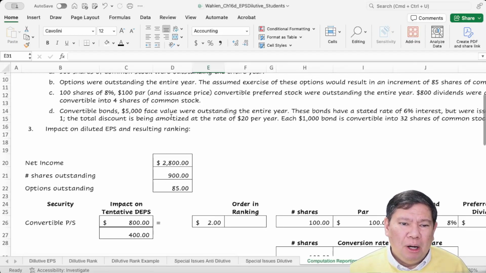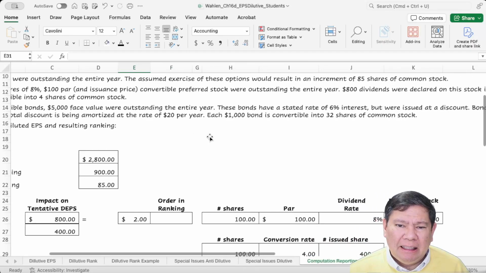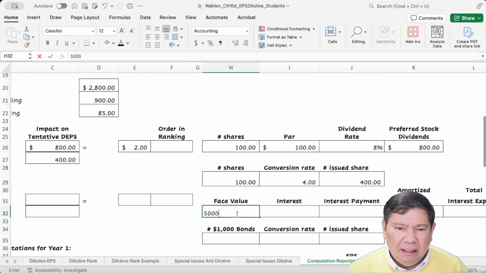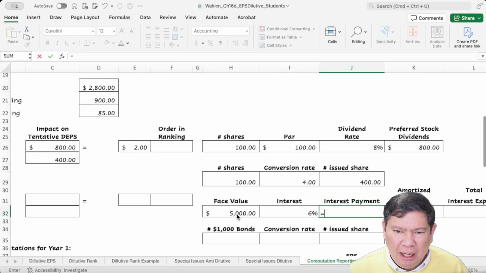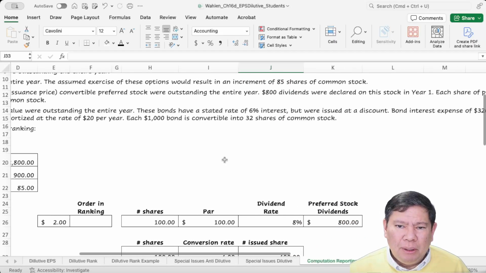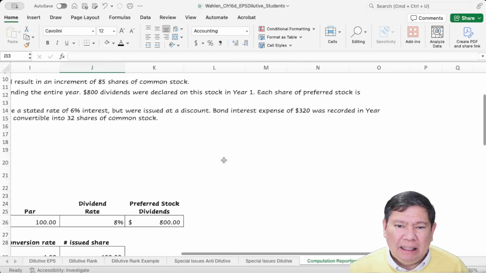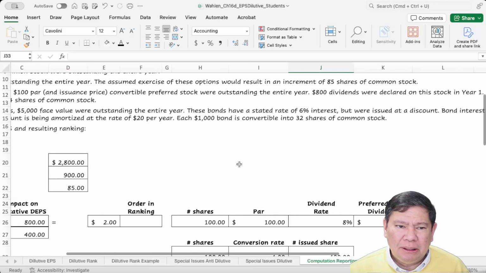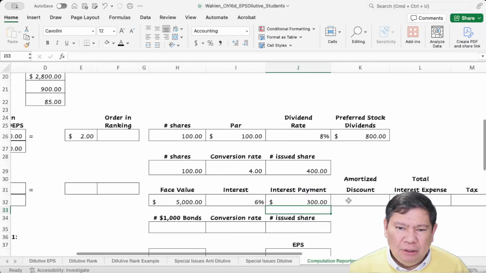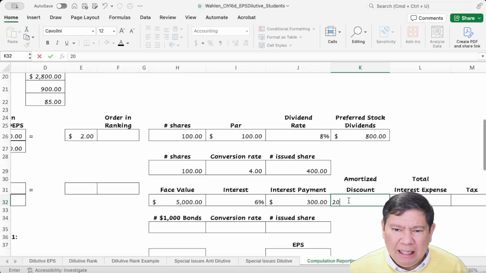So convertible bonds, $5,000 face value. The bonds have a stated rate of 6%. So $5,000 face value, 6% interest. That means we have to pay interest of $300. But the bonds were issued at a discount. Bond interest expense of $320 was recorded. The total discount is $20. So amortization of discount is $20.